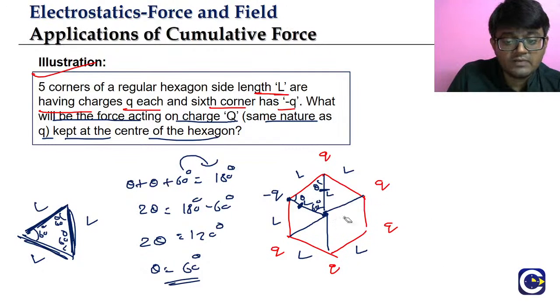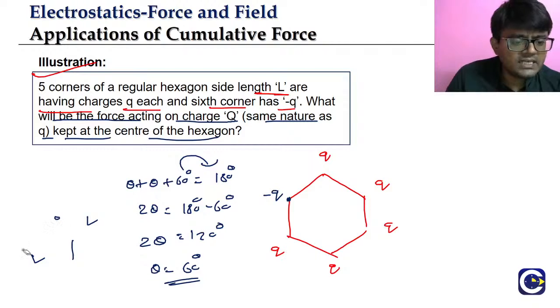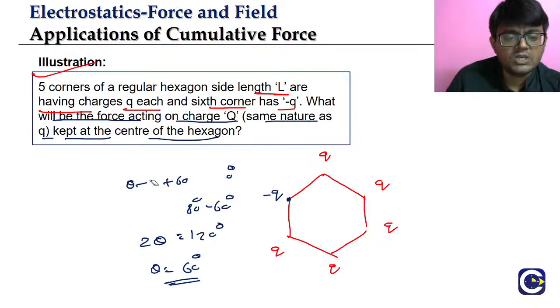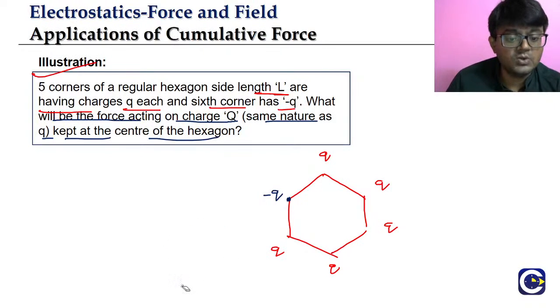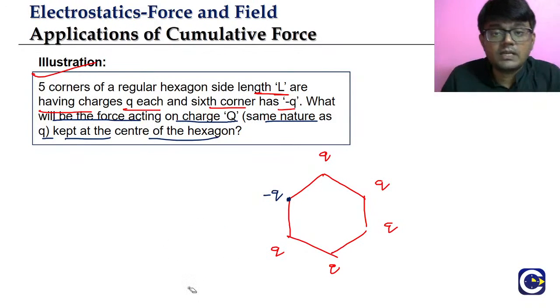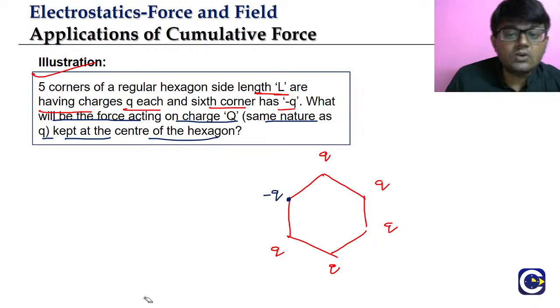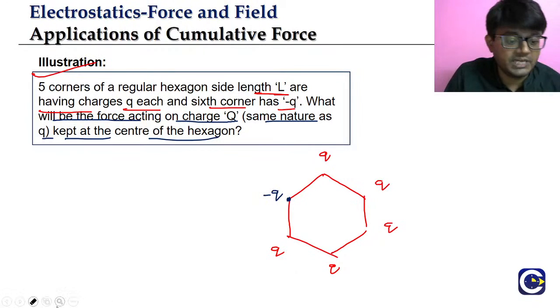What is the side length in this case? L. Which means the center to any corner distance will be the same as the side length. Okay? If you already know this result, you don't need to derive it, because we have to keep these things in mind. In problems with common geometrical shapes like the equilateral triangle, the square, the rectangle, or the regular hexagon, this result is useful. Regular hexagon is a very common shape.